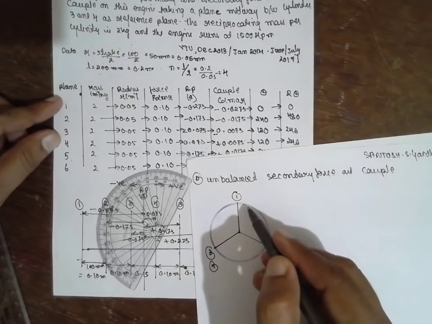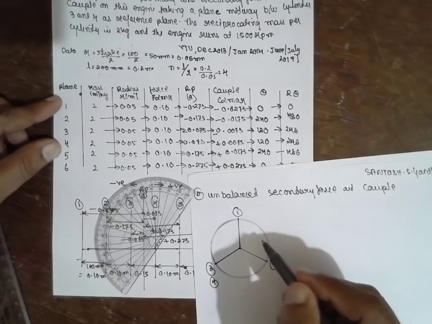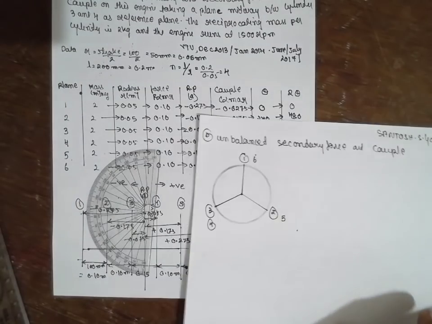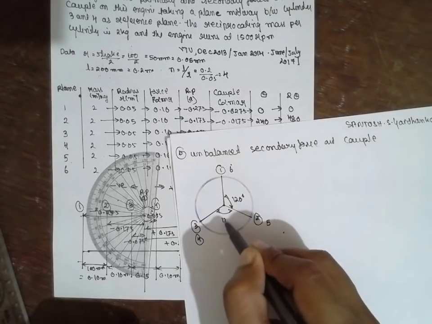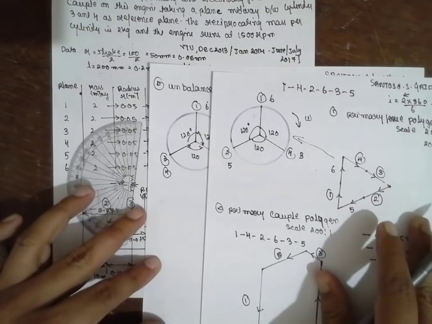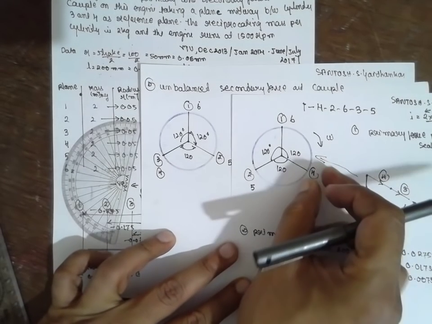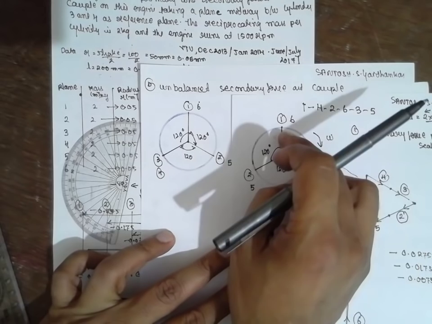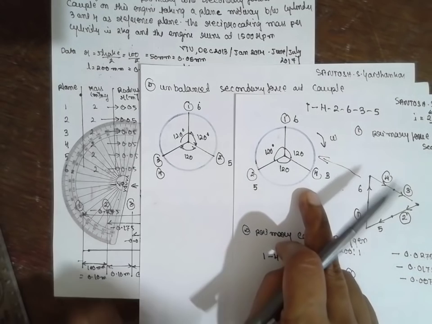Again 1 to 4, 240. Next, 1 to 5, 480. Next 6. Now if you measure the angle, it will be 120, 120 and 120. In simple terms, just reverse this one in the secondary couple. 3-4 has to be brought to this side and 2-5 has to be brought to this side. That's it, and this has to be kept as it is.